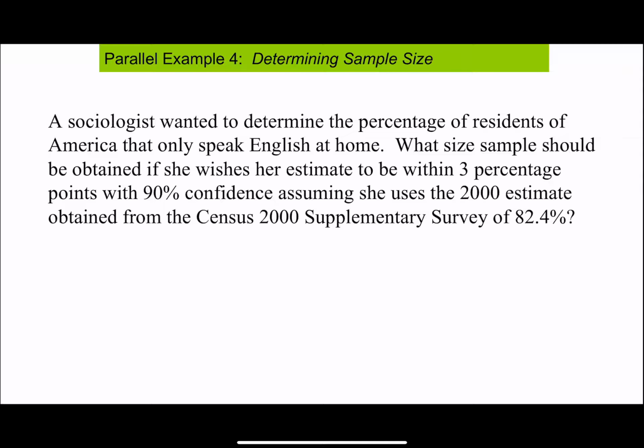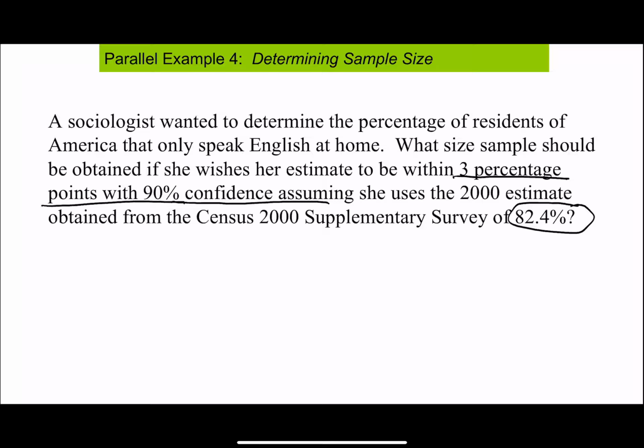So here is our example problem. A sociologist wants to determine the percentage of residents of America that only speak English at home. What sample size should be obtained if she wishes her estimate to be within 3 percentage points of 90, with a 90% confidence, assuming she's going to use the 2000 estimate obtained from the Census 2000 Supplementary Survey of 82.4?